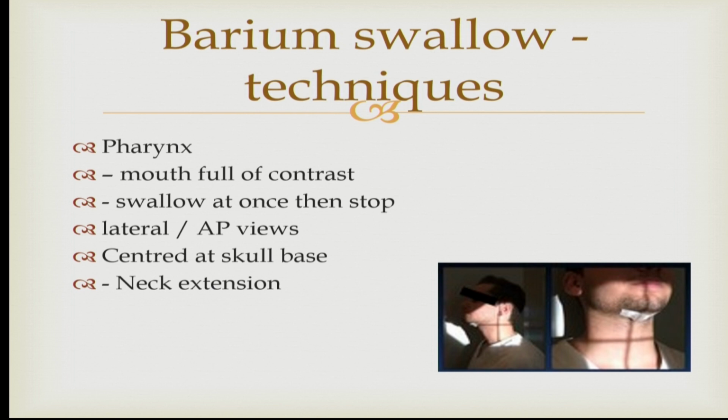So what do we do? We give the patient a mouthful of thick barium paste, ask him to hold it, swallow it, then stop. So one swallow, one stop, and intermittently we expose the patient for the radiograph. We take lateral and anteroposterior projections centered at the neck base, with the neck slightly elevated. If only one projection can be taken, it should be lateral, because the vallecula and piriform sinuses will be well depicted on the lateral radiograph.